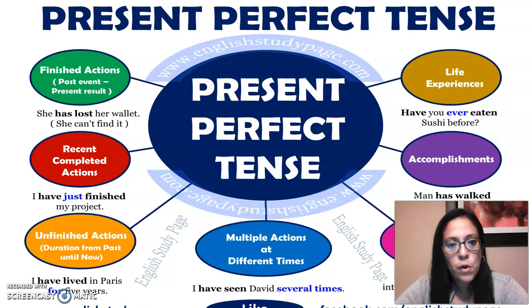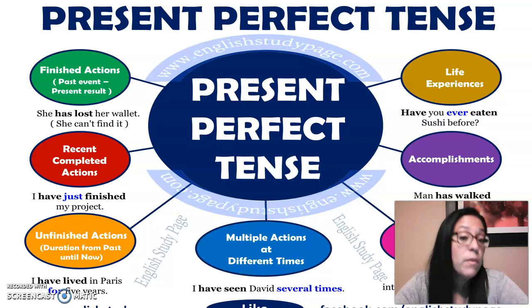So we use the present perfect to talk about actions that happen in the past. These actions are over, they're finished, but we do not mention when the actions happened. Maybe it's not important to mention when the action happened, or maybe we don't know when the action happened. For example, you have here a finished action. She has lost her wallet. Maybe we don't know when, or maybe it's not important to mention when.